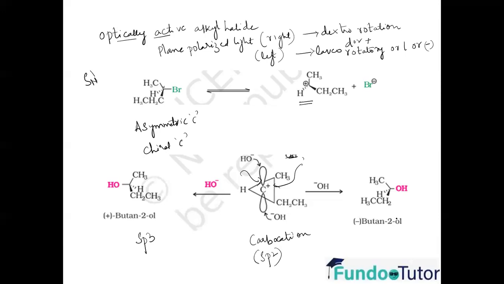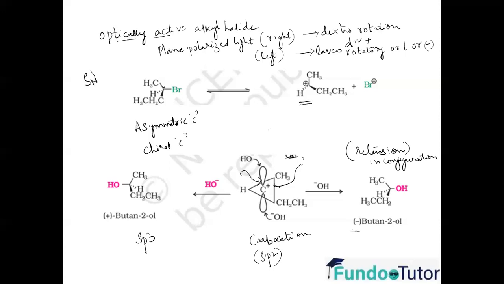So this is called as what? If it is attacking from the front side, then it is called retention in configuration. That means the configuration is retained, that is, having the same configuration as that of the reactant. If it is rotating the plane polarized light towards the left, this is also rotating towards the left. See, this is minus.